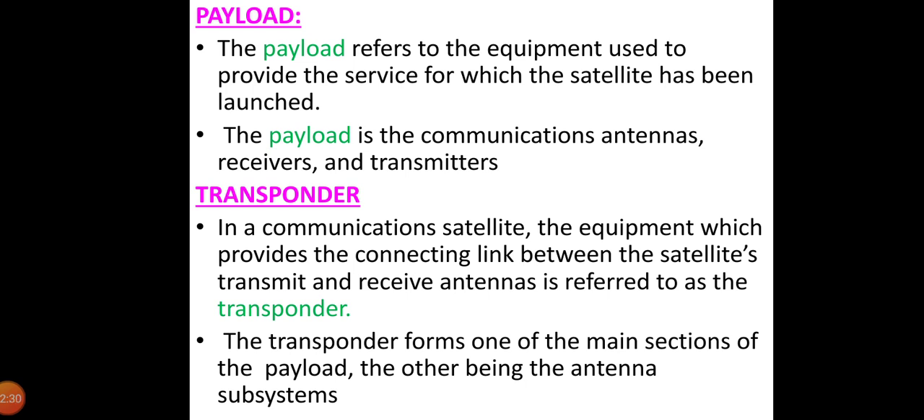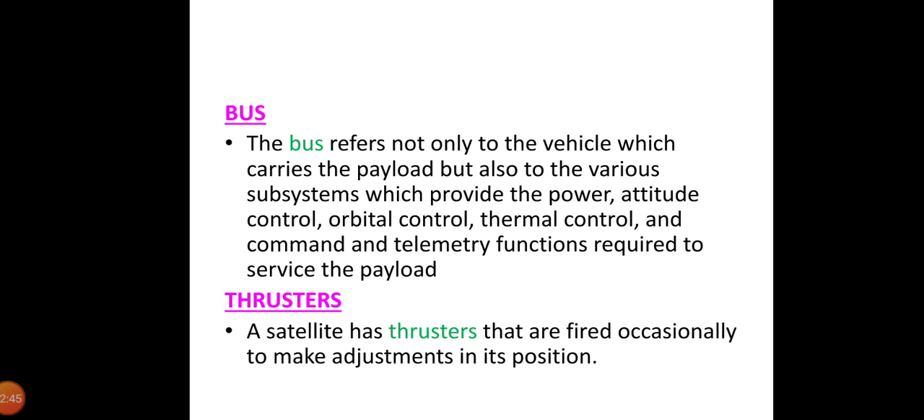A transponder is, on a communication satellite, the equipment which provides the connecting link between the satellite's transmit and receive antennas. The transponders form one of the main sections of the payload, the other being the antenna subsystems. The bus refers not only to the vehicle which carries the payload, but also to the various subsystems which provide the power, attitude control, orbit control, thermal control, and command and telemetry functions required to service the payload.